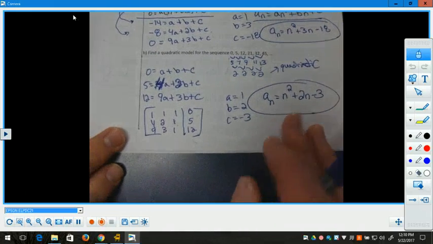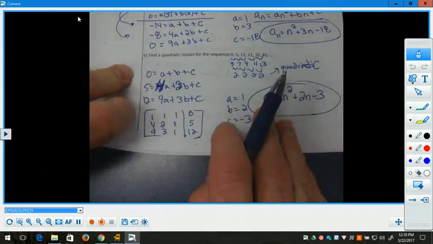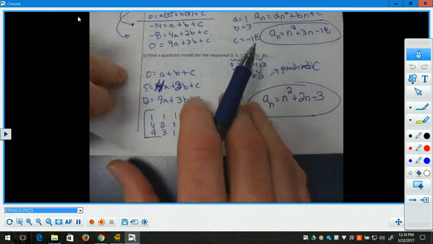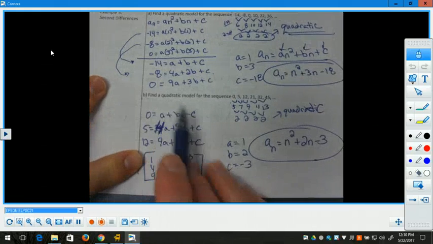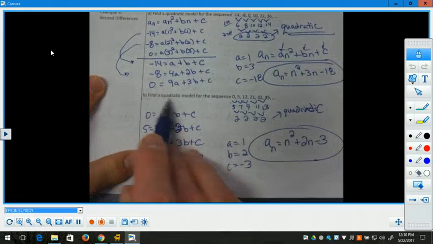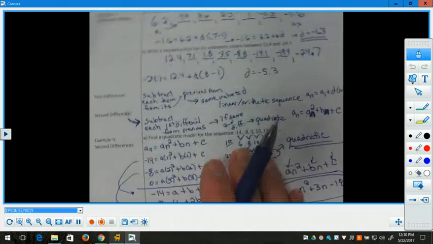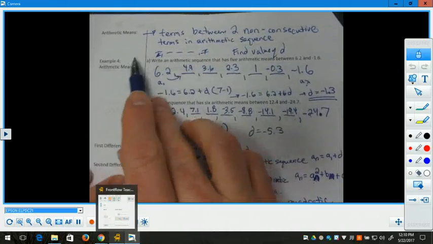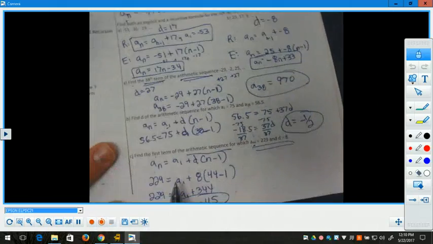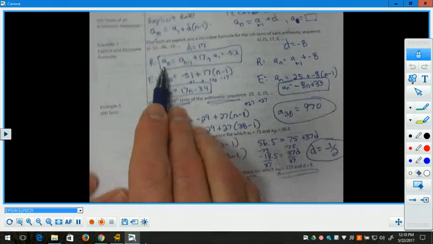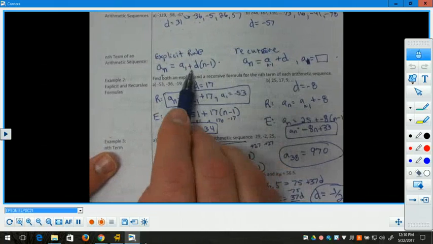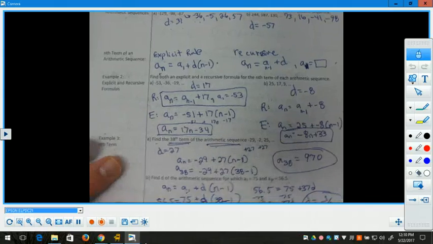This concludes today's day 1 10.2 notes. What we looked at was how to find the explicit rule for a quadratic sequence, how to find the arithmetic means, and how to find specific values using either the recursive or the explicit rule for an arithmetic sequence.